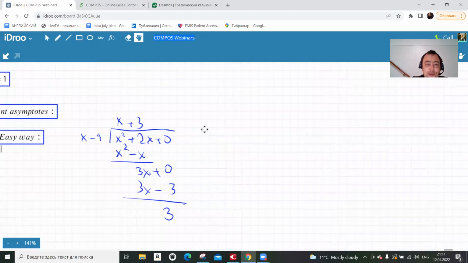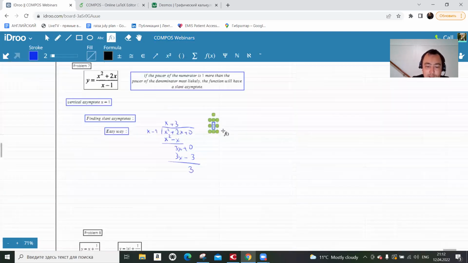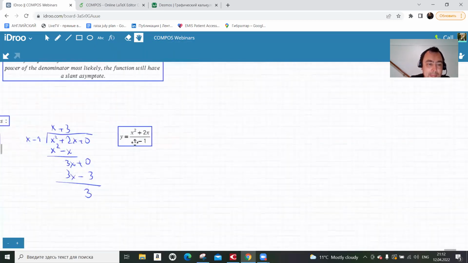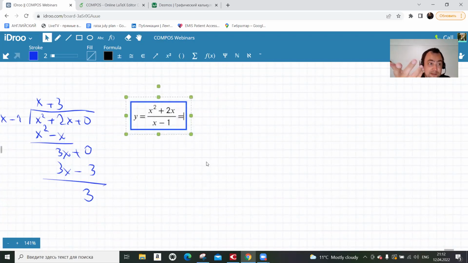That means we can write y simply. So y is x squared plus 2x over x minus 1. And we can write this, using the result of the division, as x plus 3 plus 3 over x minus 1.